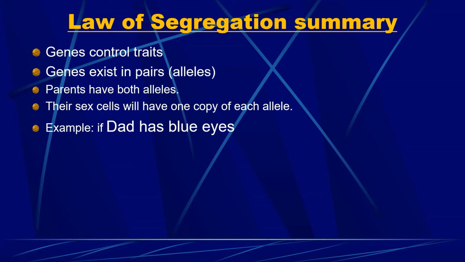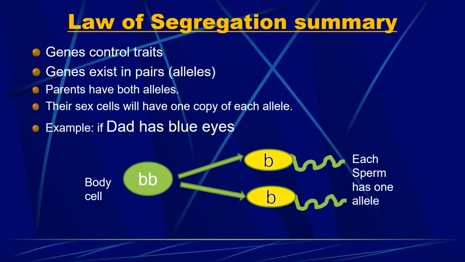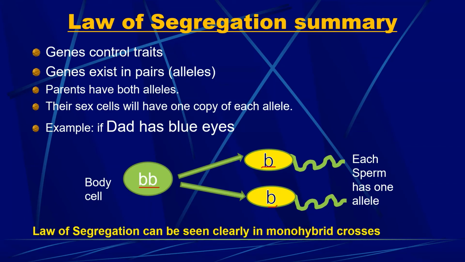So that, for example, if dad has blue eyes and blue eyes is recessive, and if we symbolize it with two lowercase b, then we will find the alleles for blue eyes in the body cell, but during meiosis, it will be segregated into a single allele, and each of the sperm cells will only carry one allele. The law of segregation can be seen clearly in monohybrid crosses.